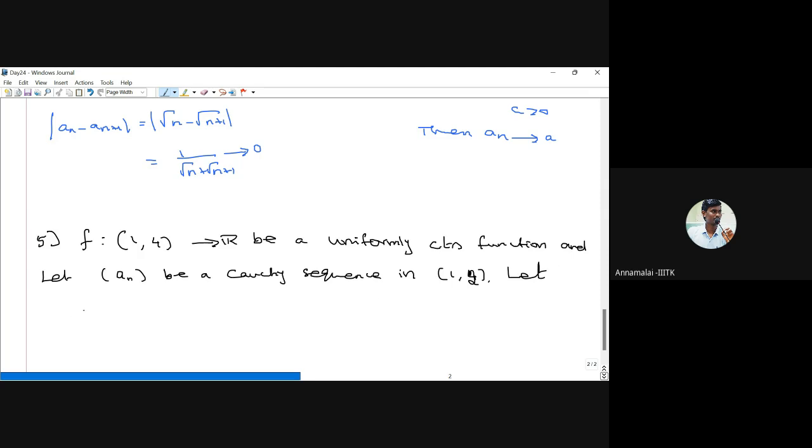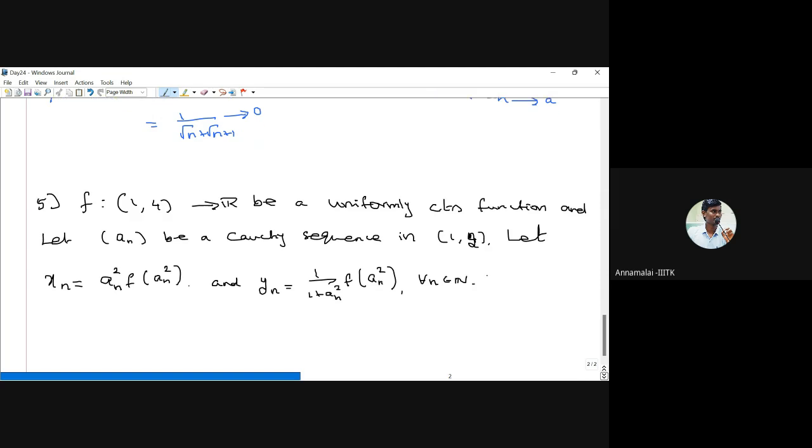Let xn equal to an square times f of an square, and another sequence yn is 1 by 1 plus an square into f of an square. This is defined for all n in N. Now, what can you say about the new sequences xn and yn? Both x and y are Cauchy sequences, or one is Cauchy and another one is not Cauchy, all the possible combinations. But we are talking about only the Cauchy property.